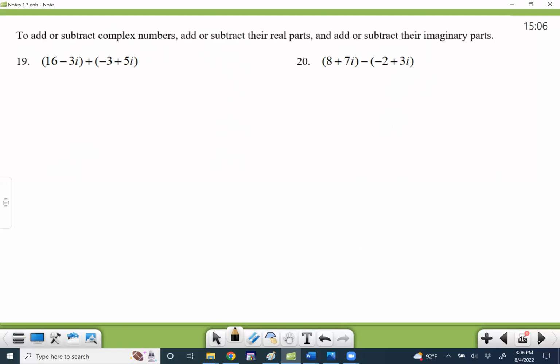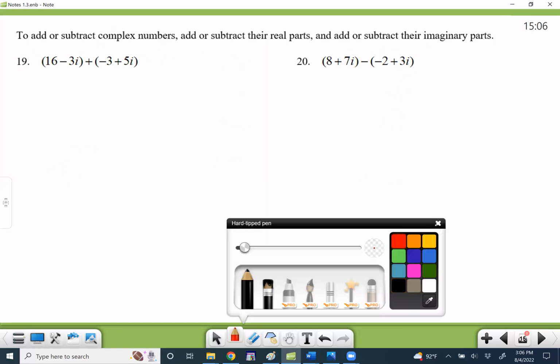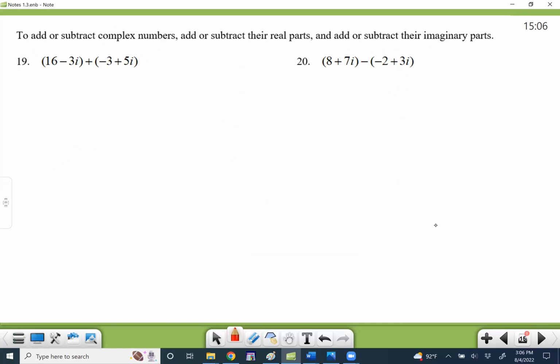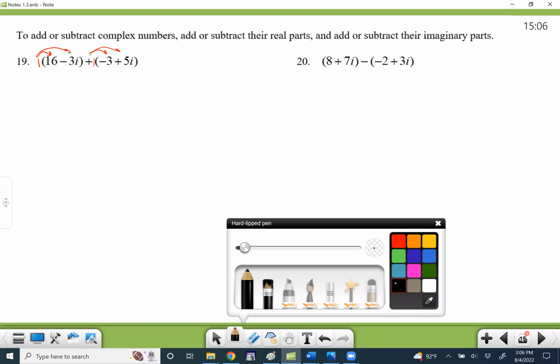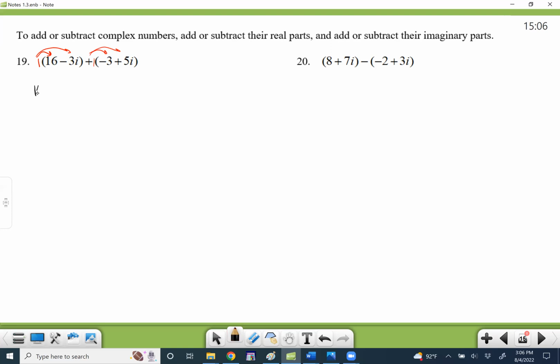Alright, number 19. We're going to add or subtract. So this should feel really comfortable to those of you who had algebra in high school, because this is basically like it's x. Okay. So to get rid of the parentheses, you're just going to take the numbers that are in front of the parentheses and you're going to distribute them in. So multiplying 1 by something doesn't change it. So the 16 minus 3i is going to stay the same. But notice the parentheses are gone now. Once you distribute, the parentheses will disappear.